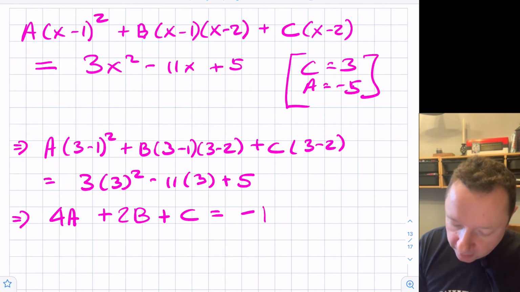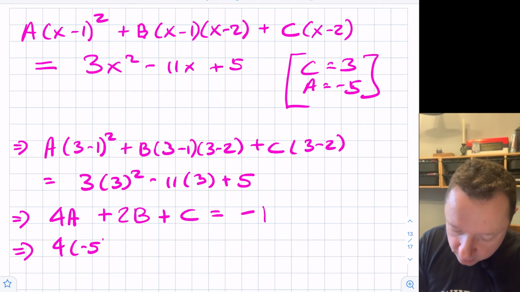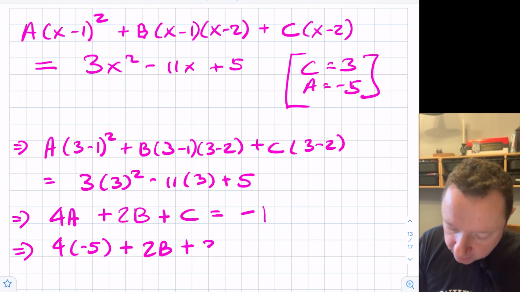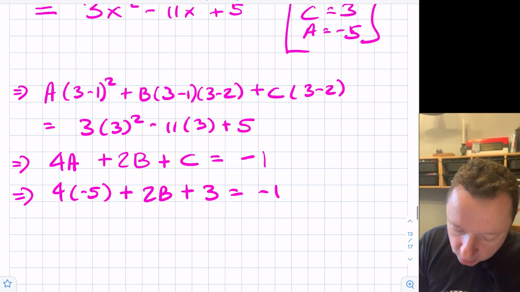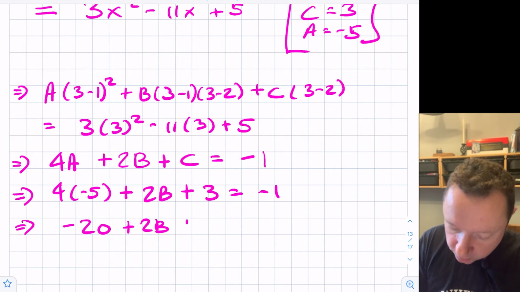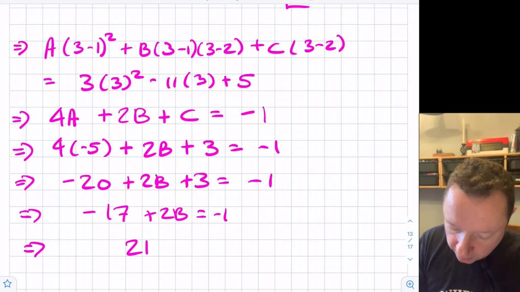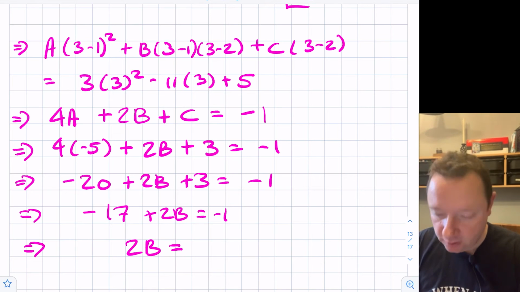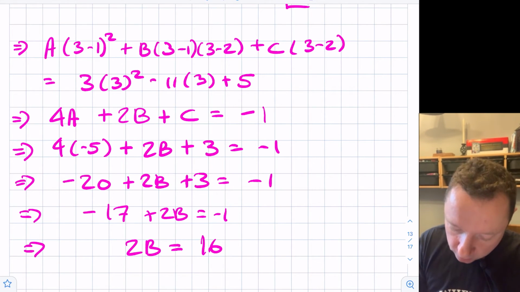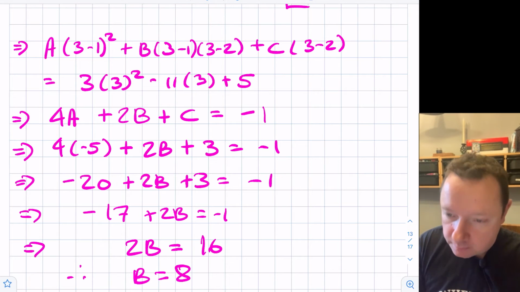But we know that a is minus 5 and c is 3, so that means we've got 4 times minus 5 plus 2b plus 3 equals minus 1. So we've got minus 20 plus 2b plus 3 equals minus 1, or minus 17 plus 2b is minus 1. So 2b is minus 1 plus 17. 17 minus 1 is 16. And therefore, b equals 8.